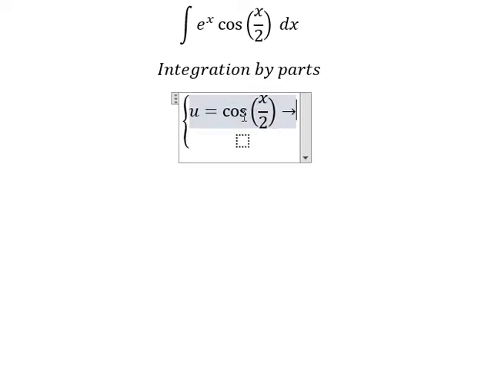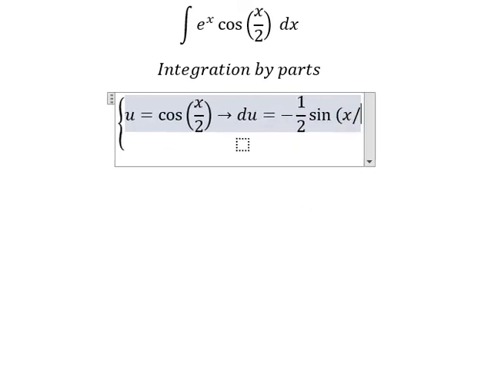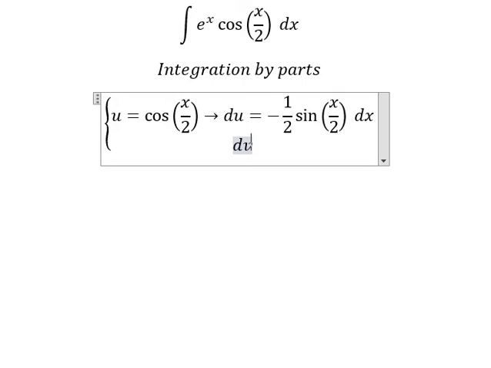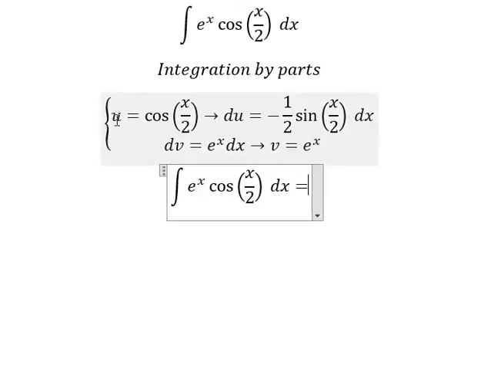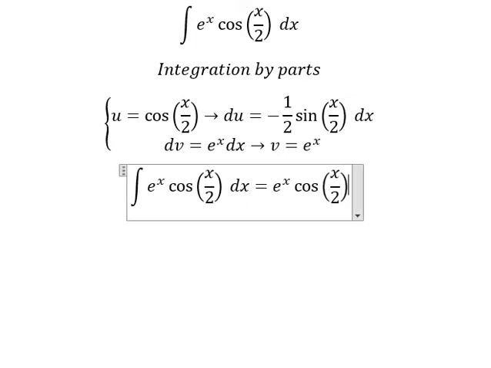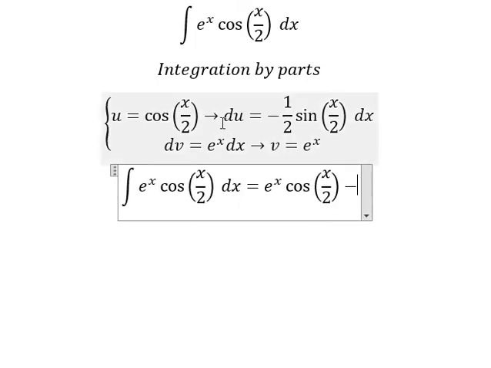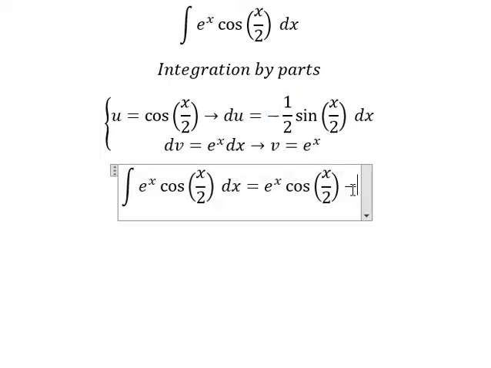So if I do the first derivative for both sides, we have negative 1 over 2 sine of x over 2 dx. For dv, we have e to the power of x dx. The integration of this one, we have v equal to e to the power of x. Next, we have u multiplied by v, minus the u multiplied by v, but we have the negative in here, negative, negative, we have positive.